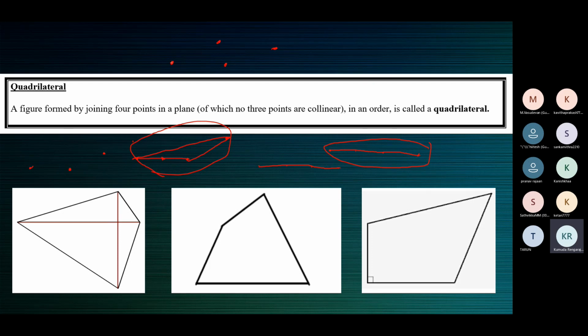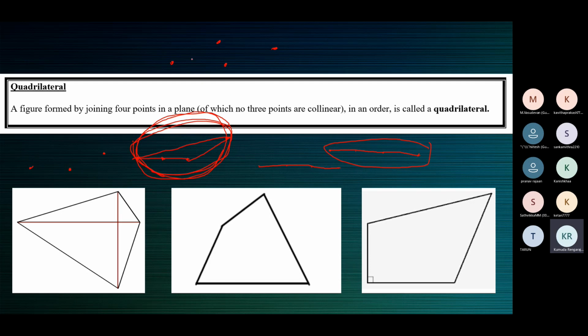Now let's try to join this in order. So what is this case we have? This is a case where we have 4 points, of which no 3 points are collinear. When you take 3 points at the same time, they are not collinear. In this case, we have 4 points, but 3 out of 4 are collinear. When 3 out of 4 are collinear, no quadrilateral is formed.